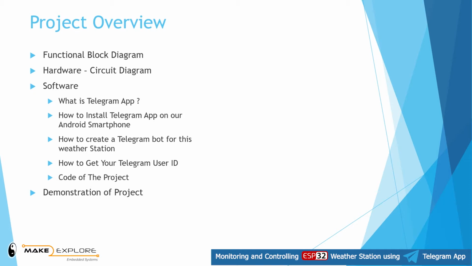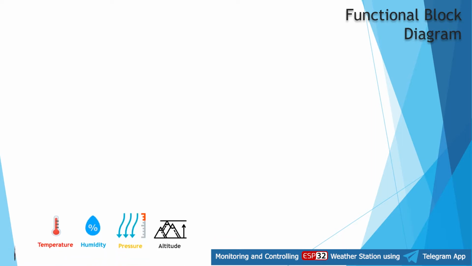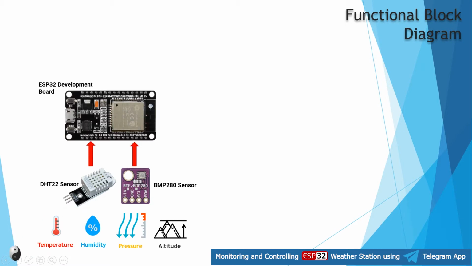So let's get started. Now let us see functional block diagram of this project, means how this project works theoretically. For weather station we are going to measure temperature, humidity, pressure and altitude. These are vital environmental parameters. For this purpose we are going to use two sensors. First is DHT22 which is a temperature and humidity sensor, and Bosch BMP280 which will sense atmospheric pressure and altitude, means height above the sea level. To fetch the readings and process these sensors, we are using NodeMCU ESP32S development board.